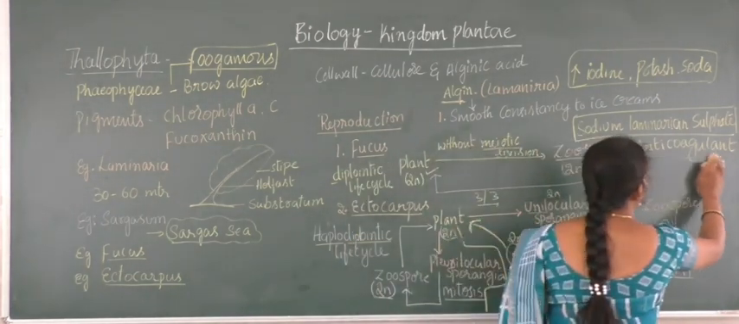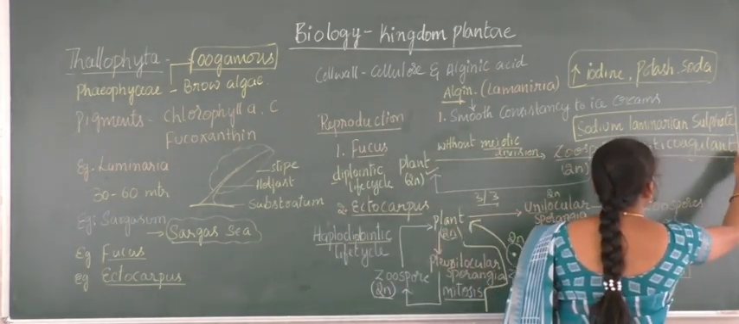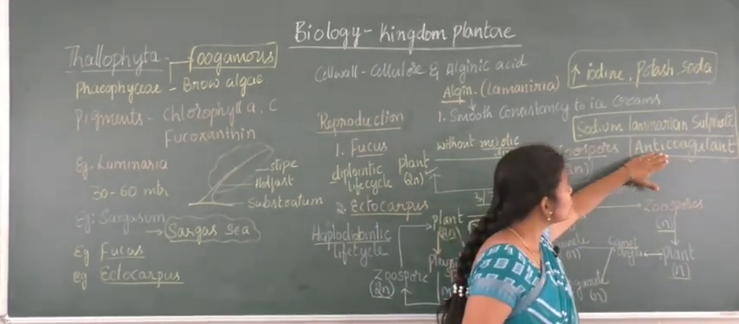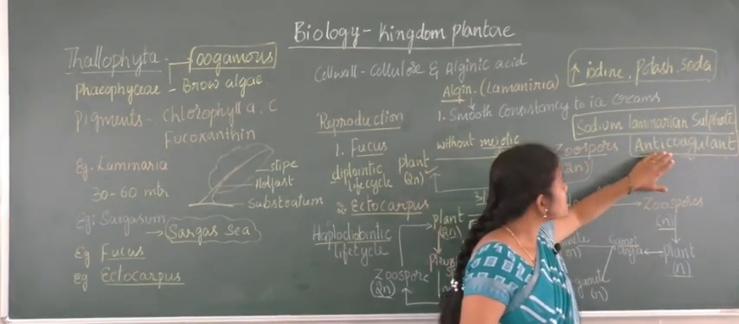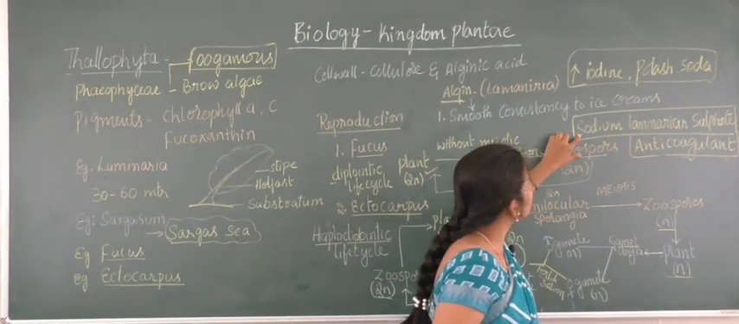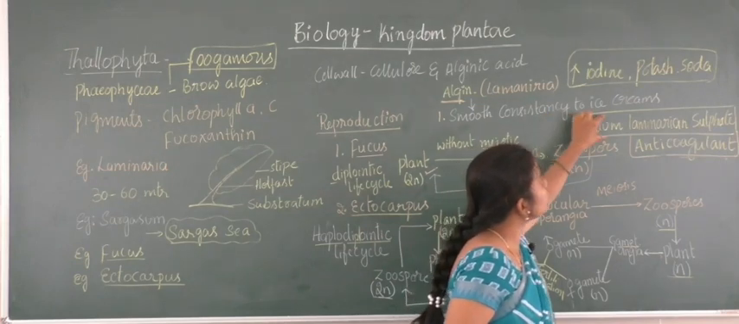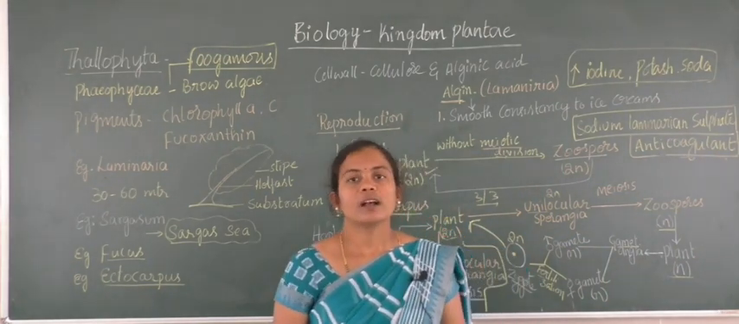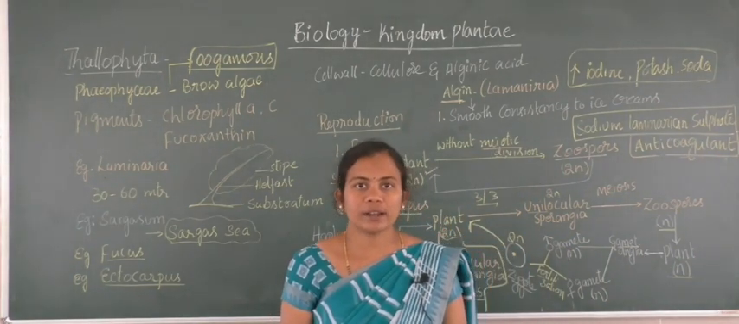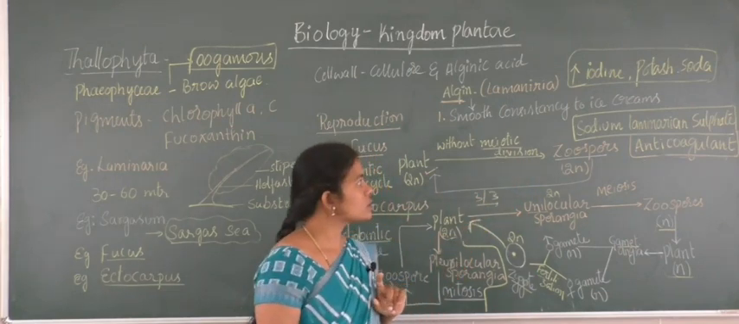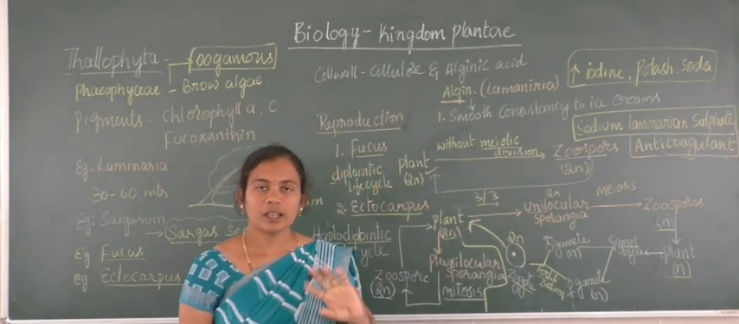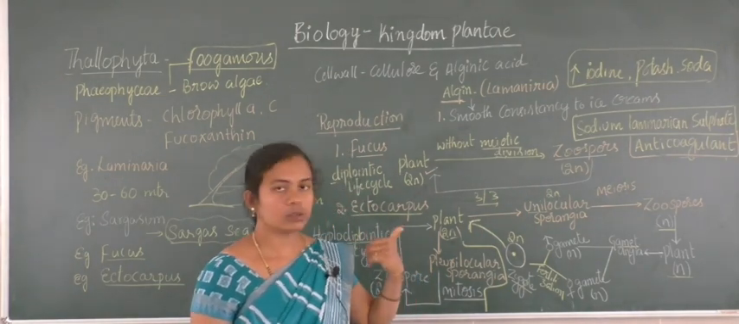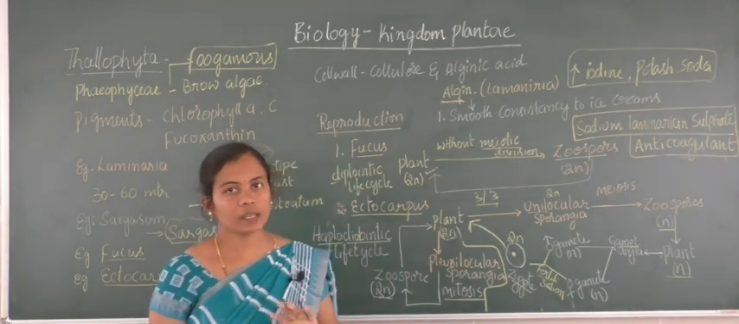So remember this one. Prevention of blood clotting is assisted by the use of anticoagulants. These anticoagulants are extracted from Laminaria, and the type is sodium laminarian sulfate. In our body we naturally have heparin as an anticoagulant, but we extract sodium laminarian sulfate from Laminaria. Do you know the difference between the two? Naturally occurring is heparin, and what is extracted from Laminaria is the other. Understood? That is all the economic importance.